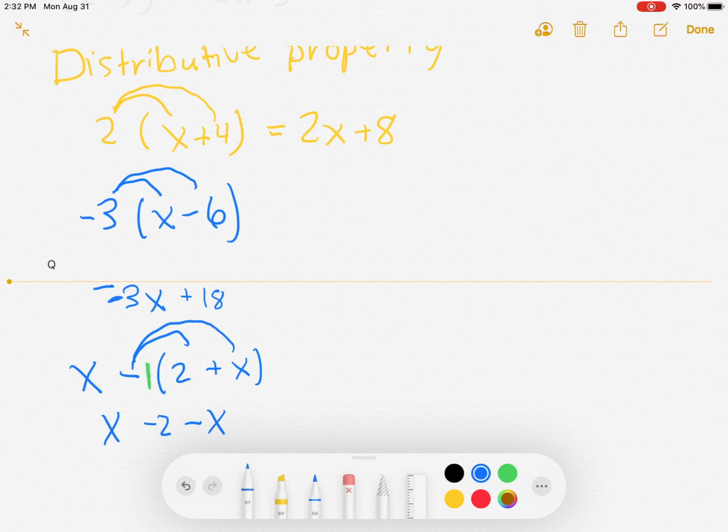X minus x are like terms. I sometimes like to underline them just to emphasize that they are the same. And negative 2, that's something else. I'll underline it different. So x minus x equals 0 minus 2. We could rewrite that as 0x minus 2. That would be fine as well.